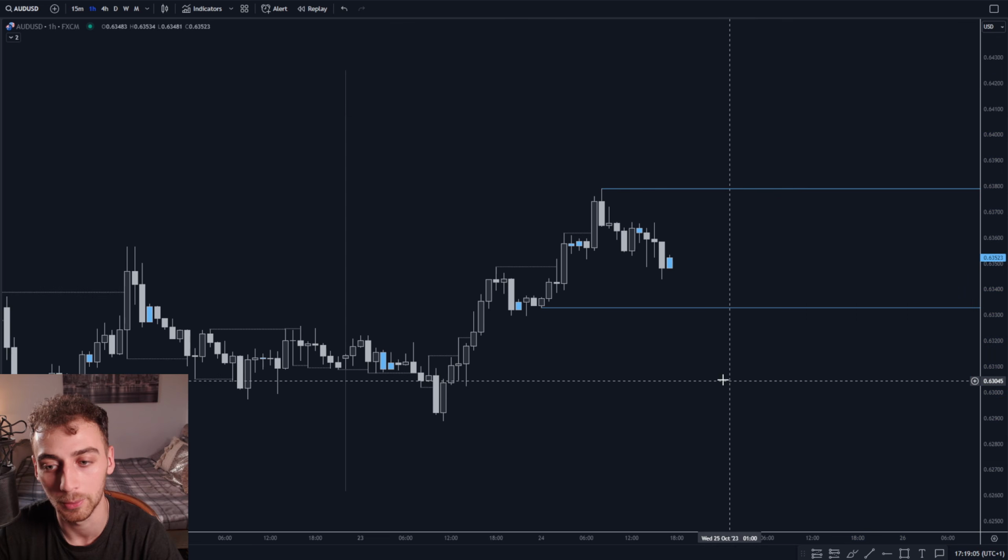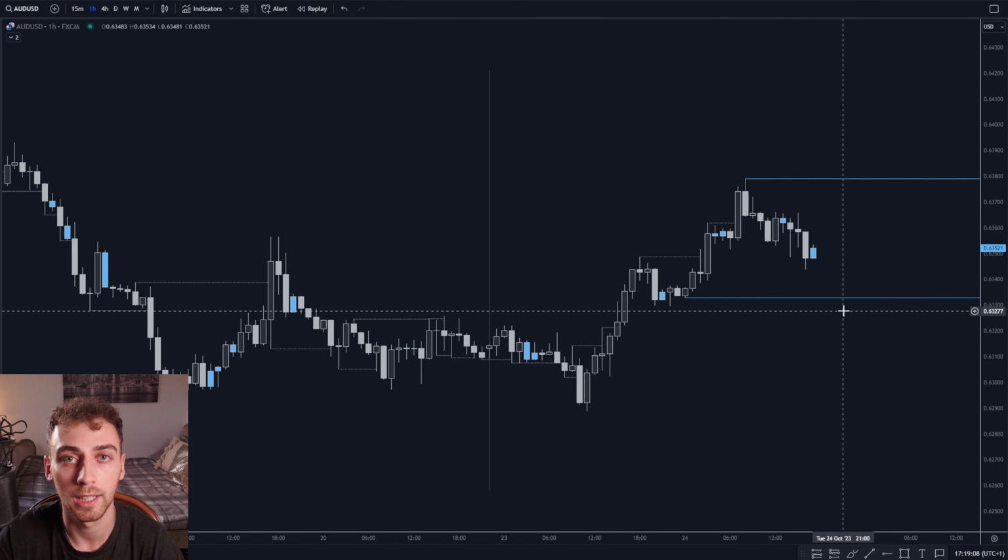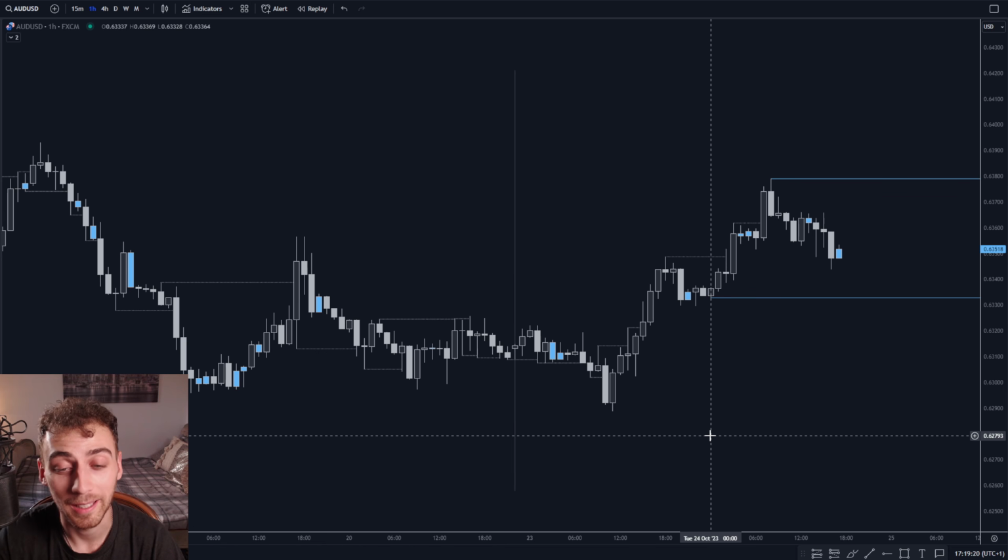I don't know why people do that, but yeah, keep everything organized in the object list and your TradingView will lag a lot less as well. All right, so let's actually start backtesting now.